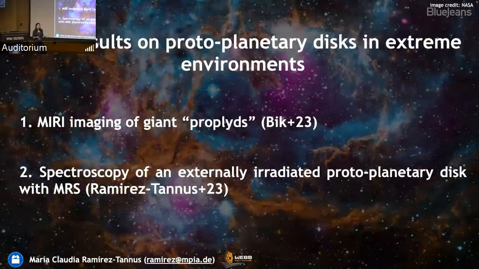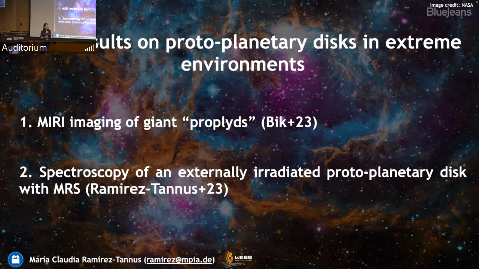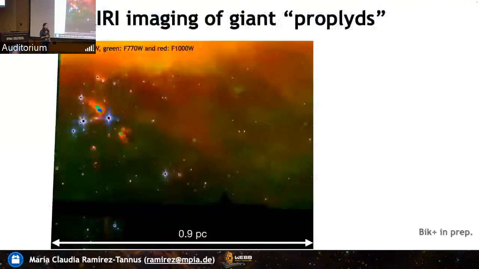Now, for today's talk, I want to show you two of our main results, the results that we have until now that we are very excited about. The first one focuses on the mirror imaging that you get extra when you do spectroscopy. And the second one, I'm going to show you the spectra of an externally irradiated protoplanetary disk. Okay, so our first result.